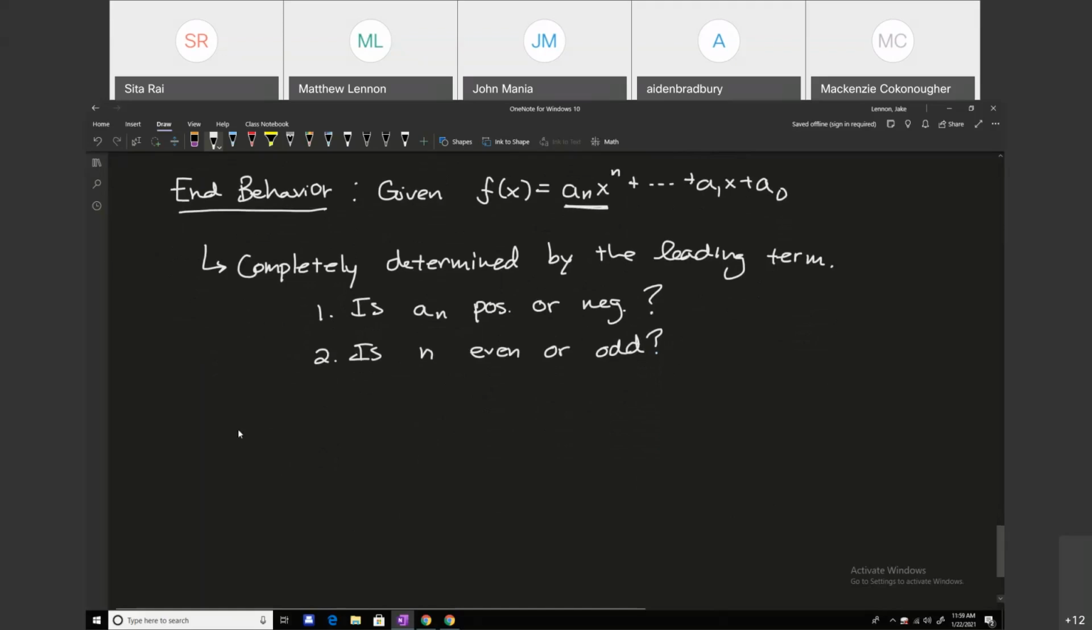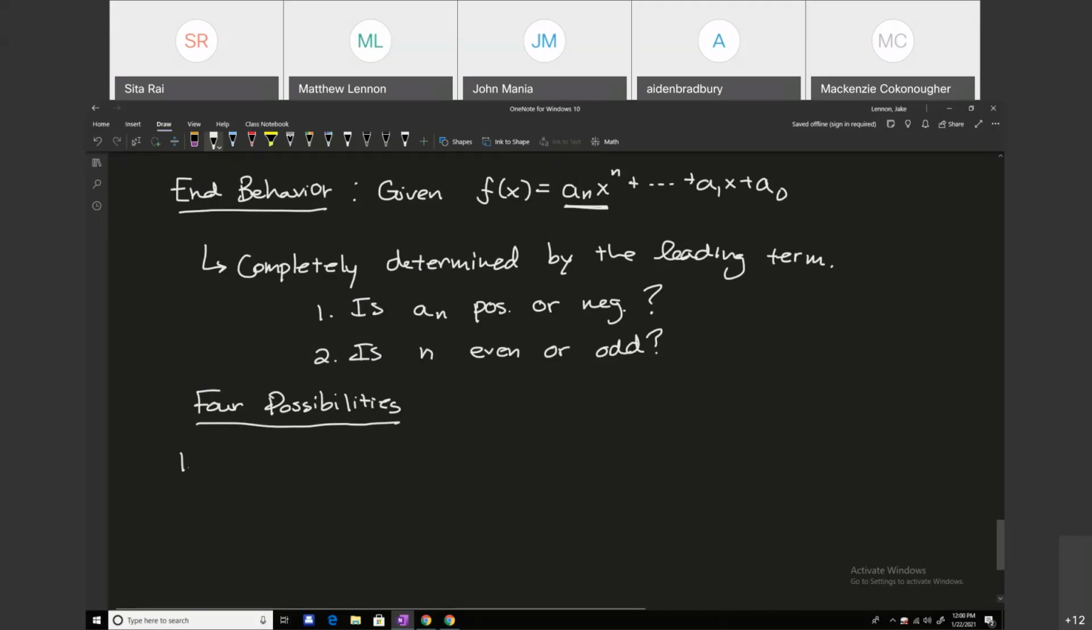So there's four possibilities. It's because there's two possibilities for the first case, a sub n, and two possibilities for the second case. So there's four possible ways. You could have a n positive and even or n odd. That's two of them. Or you could have a n negative and even or n odd. Those are the other two.